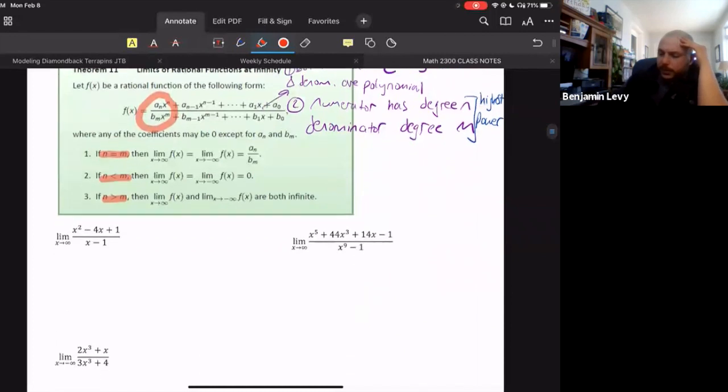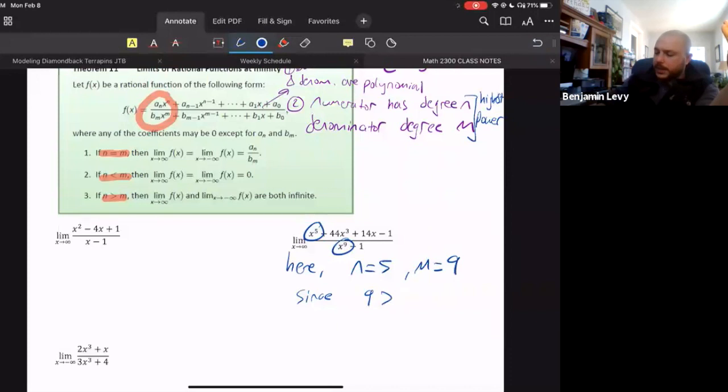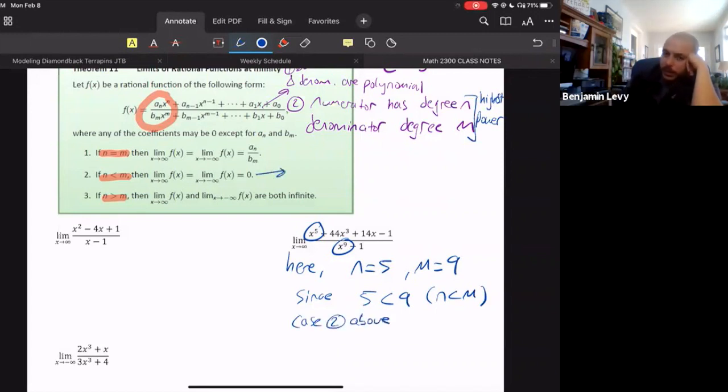All right, I'm just going to do this first one, the one I was just talking about. On this first one, we look at the biggest powers, right? We just focus in on x to the 5th and x to the 9th. The biggest power on the top is 5, the biggest power on the bottom is 9. Since 9 is bigger than 5, or I'll write it the same way it says up there, 5 is less than 9, right? n is less than m. We are in case 2. Case 2, just to be clear, tells you what to do if the bottom degree is more than the top degree. And that's where we are in this particular example.